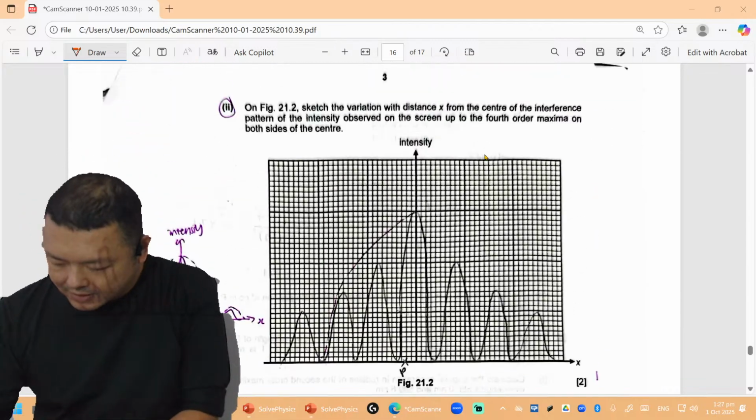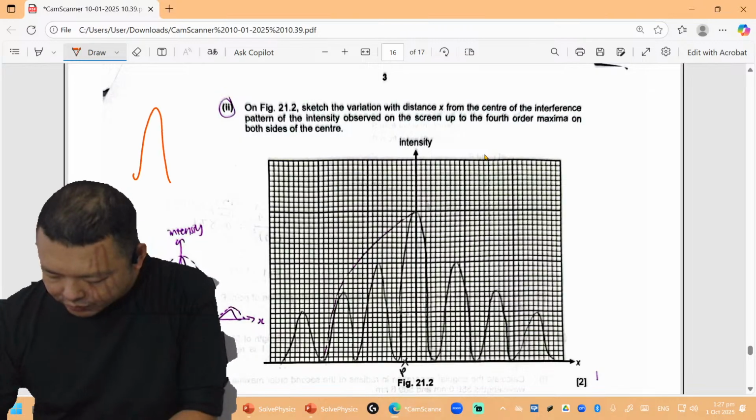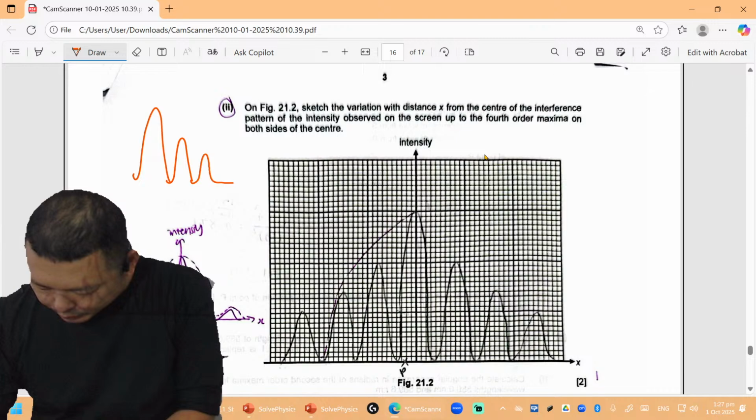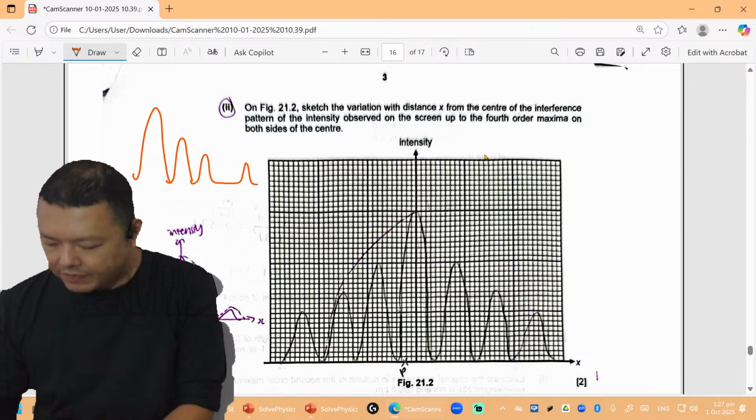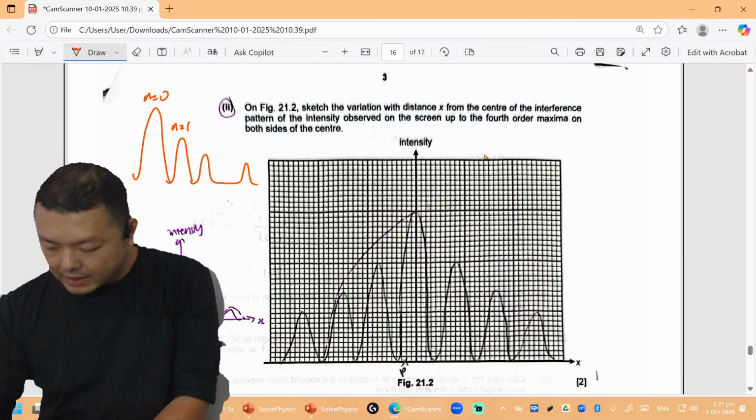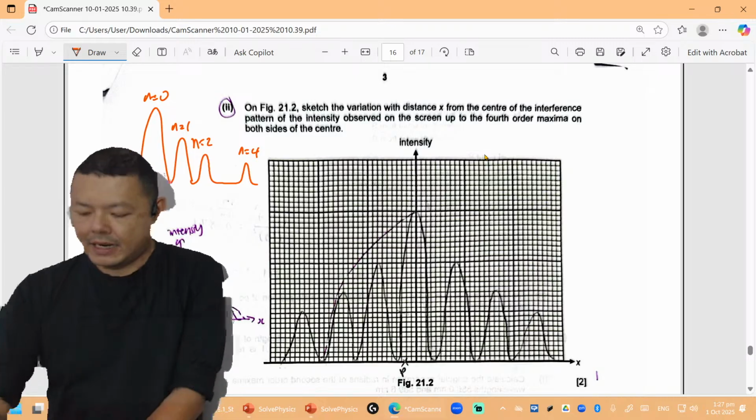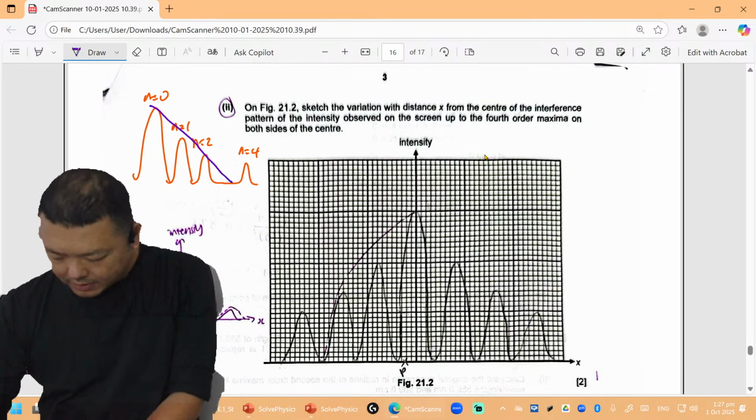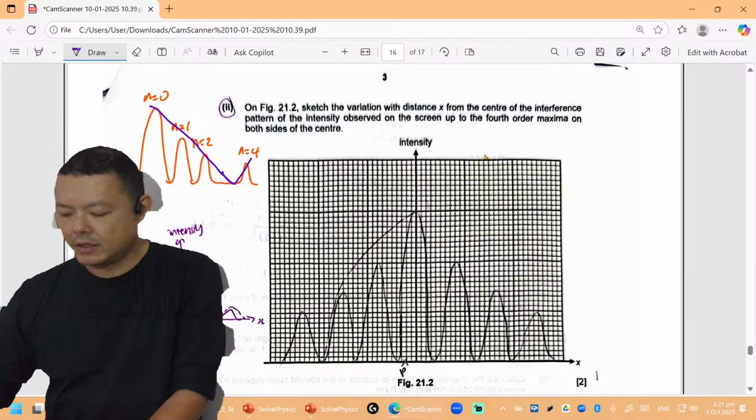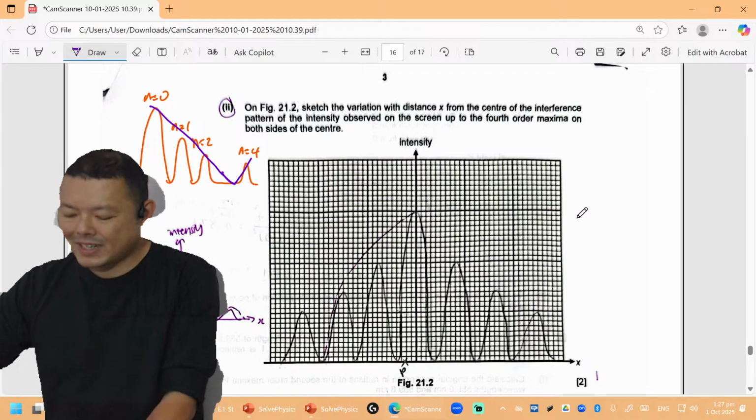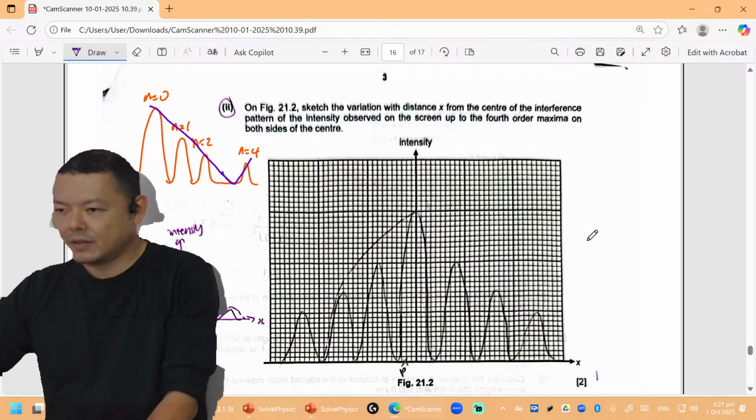So you should see a pattern that looks like this. You have your central max, then your first, second, and then the third should be blank, and then you go back to the fourth one again. So n equals 0, n equals 1, n equals 2, blank, n equals 4. That's because of the envelope. The single slit maxima is coinciding with the third maxima of the double slit.